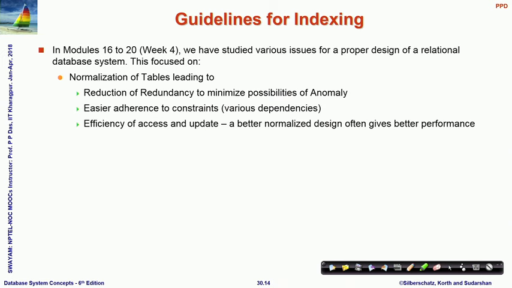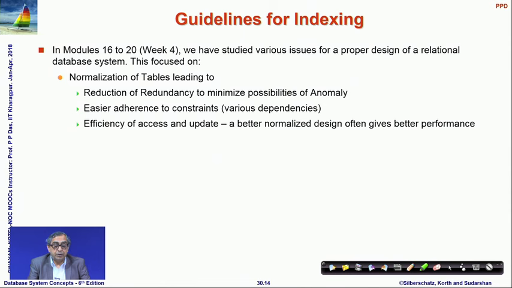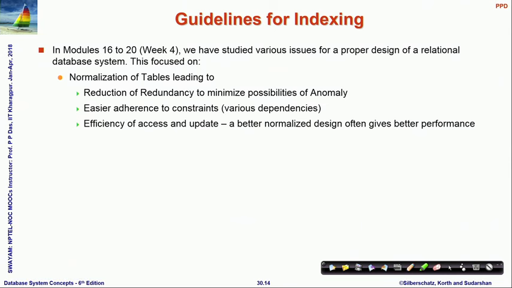application, the SQL query system. Now, we will quickly take a look into how you should index and where. If you recall, in modules 16 to 20 in week 4, we have studied various issues of a proper design of a relational database system. We focused on normalization of tables that can reduce redundancy and minimize anomalies, how we can easily adhere to various constraints, and how to improve the efficiency of access and update. A better normalized design often gives better performance.